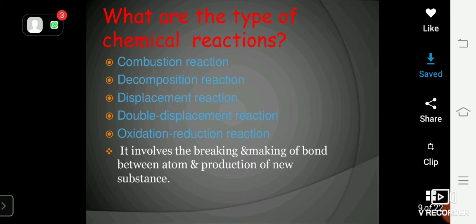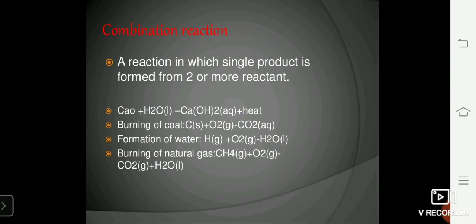Please remember all these chemical reactions involve the breaking and making of bonds between atoms and production of new substance. We have learned this in your last class that when a chemical reaction takes place, always a new product is formed. Now look at the first type of chemical reaction, that is combination reaction. Now what is combination? The word itself indicates combination means to combine. When in a single reaction two reactants combine to give a single product, it is called a combination reaction.